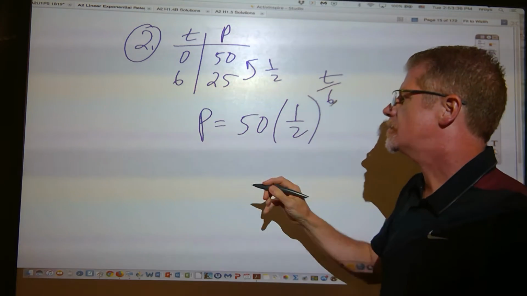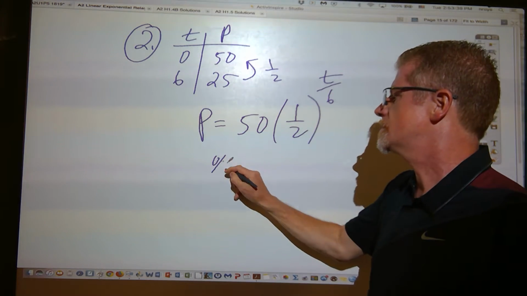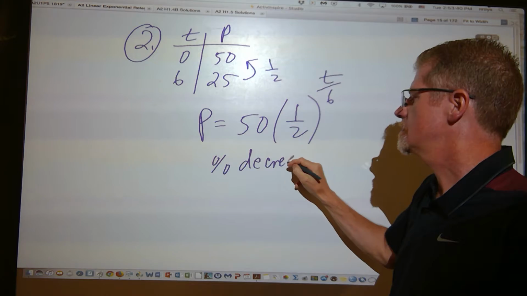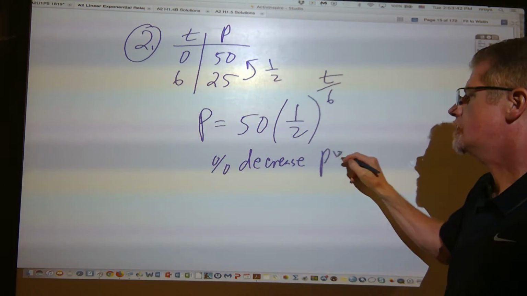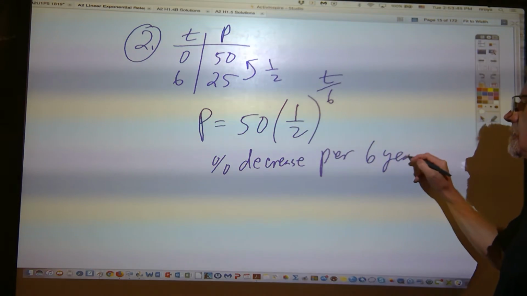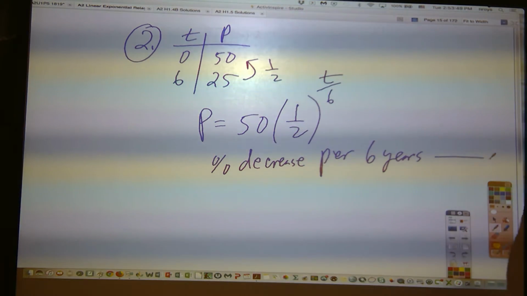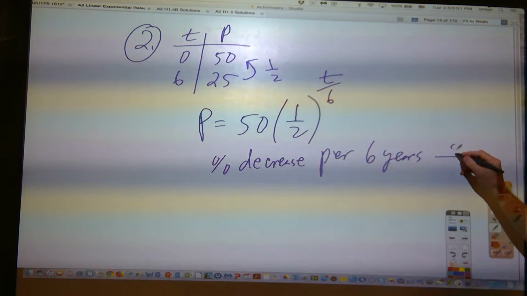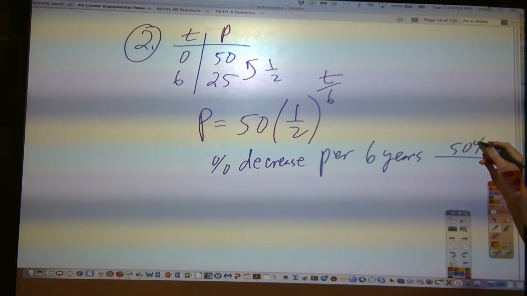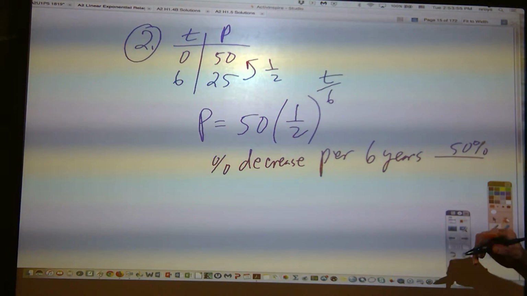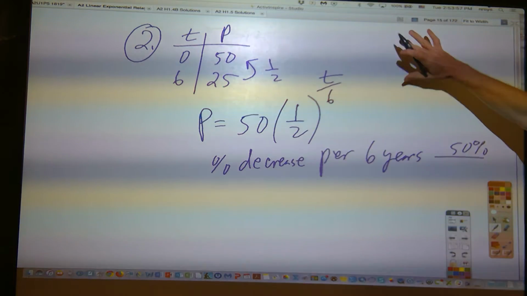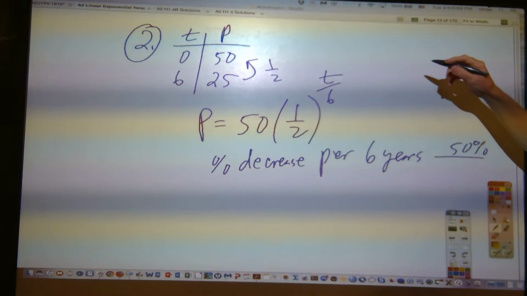Now, I could ask you questions like, what is the percent decrease per 6 years? And you would probably look at that and say, oh, no big deal. It's clearly dropping by 50% every 6 years. But sometimes they're actually asking for that percent decrease per blank years.